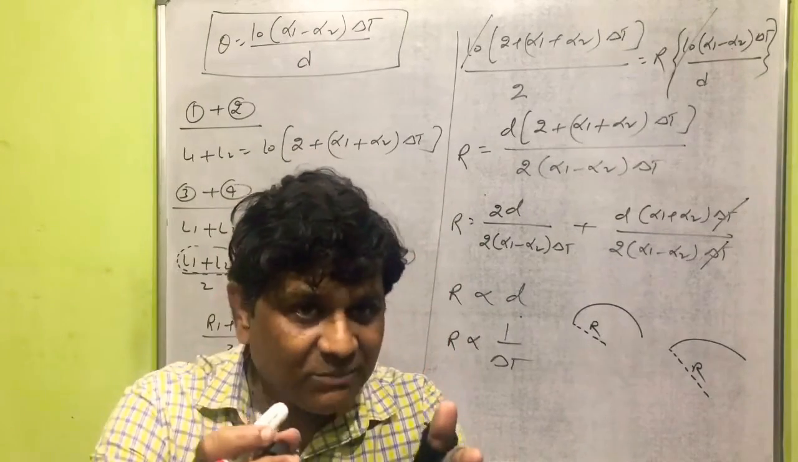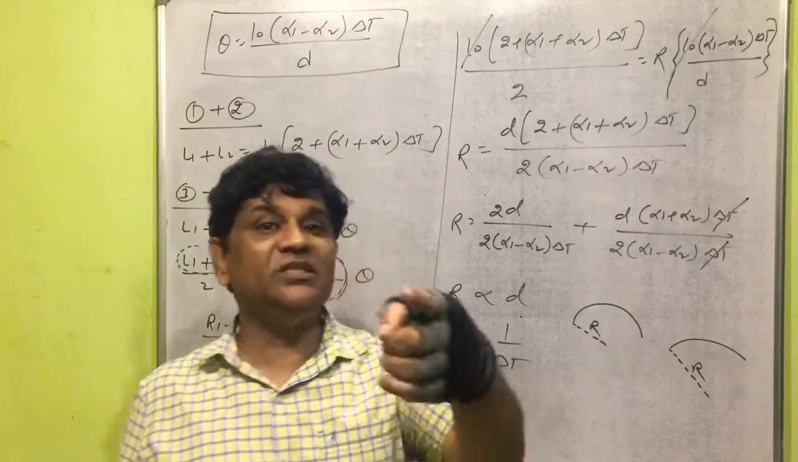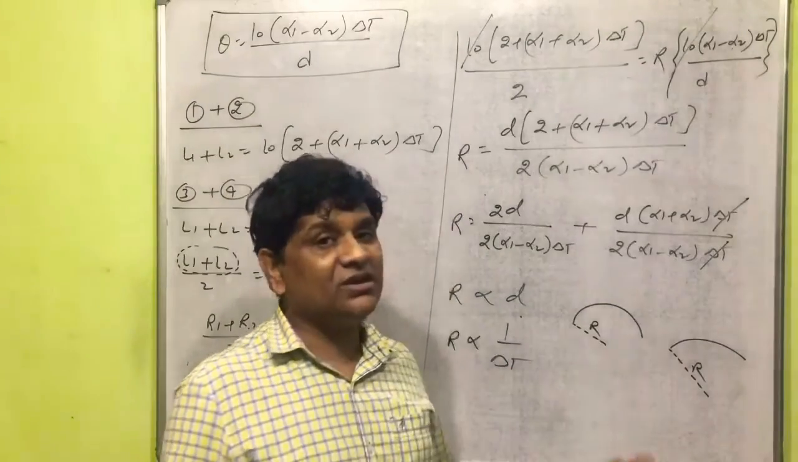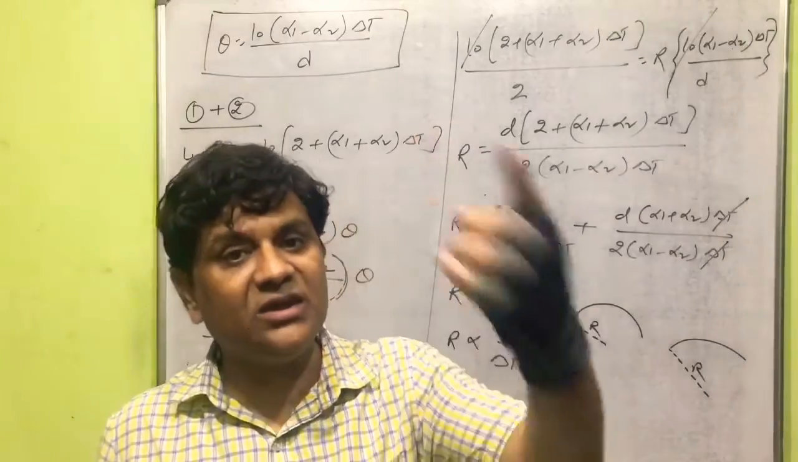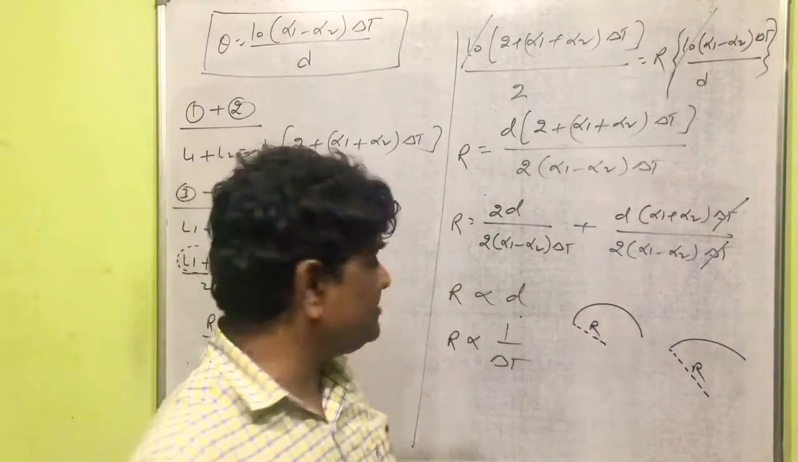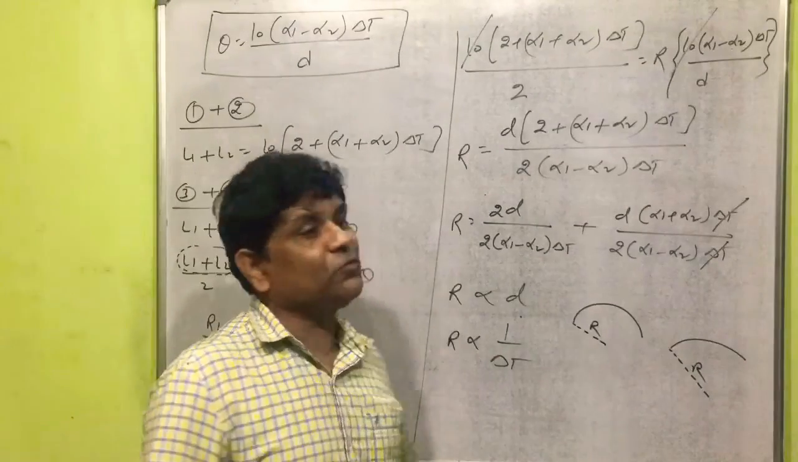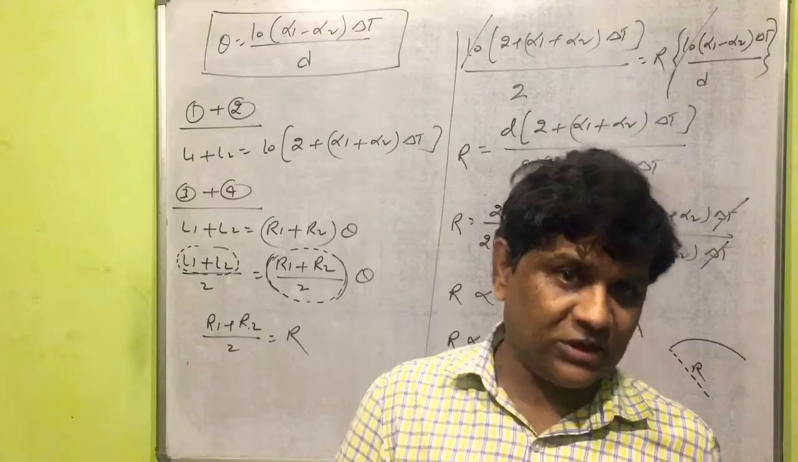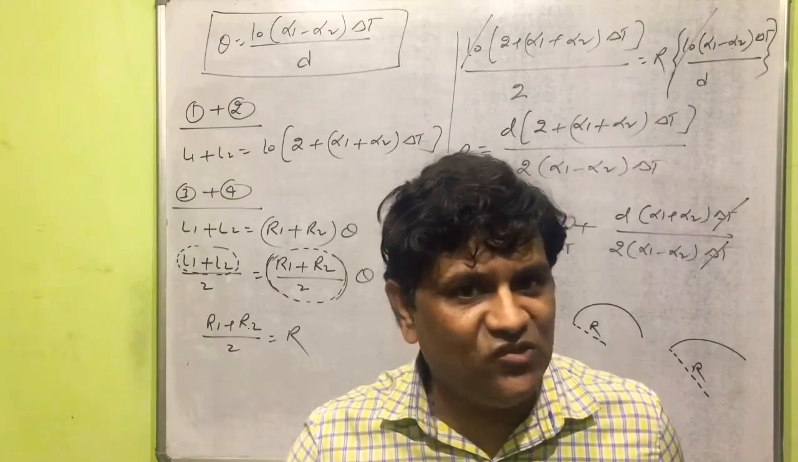So more change in temperature, more will be the bending, less will be the mean radius. Less change in temperature, less will be the bending, and less bending means more will be the mean radius. So mean radius is directly proportional to the thickness of each strip, inversely proportional to the change in temperature. Mean radius of a bimetallic strip does not depend upon the initial length.